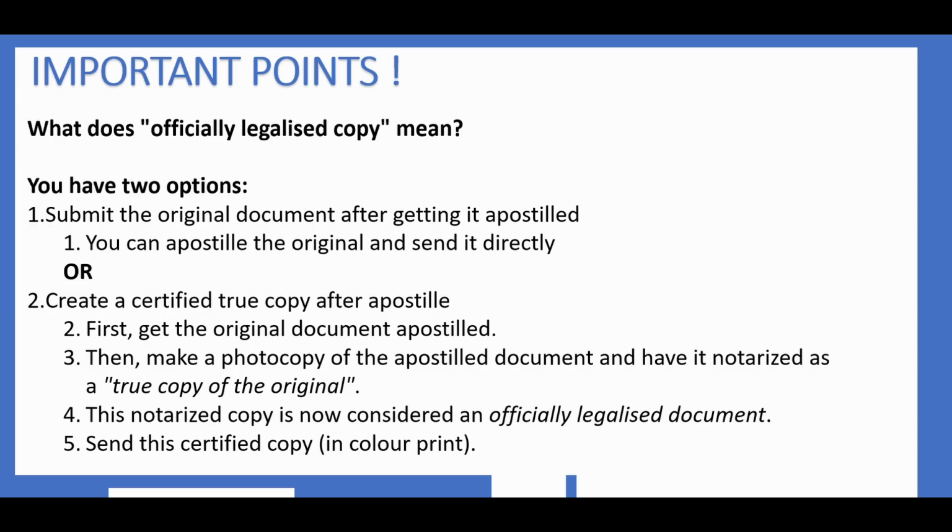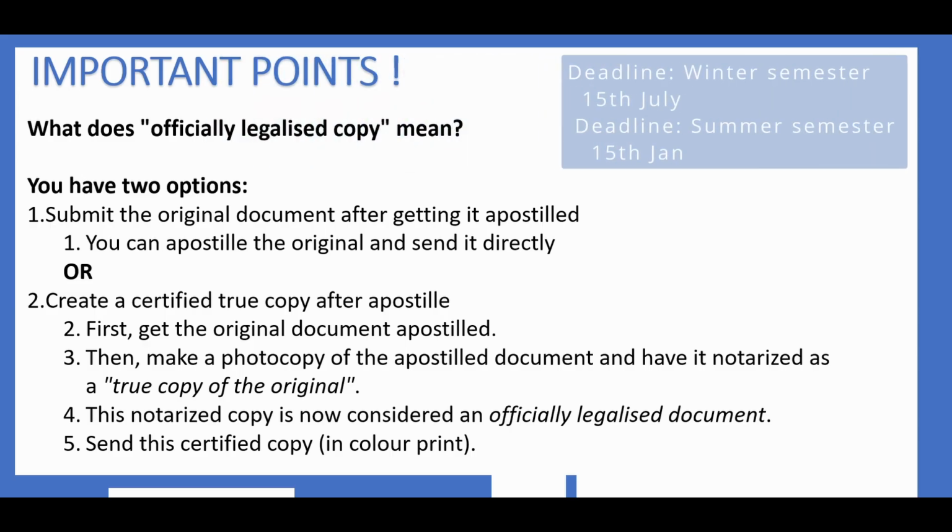So that's one option. The other option, which is the option that I'm going to go for, and which is what I went for as well, is get the original document apostilled, take a photocopy of the document, which also has the apostille stamp and seal, get that notarized. So now your copy is actually going to be the true copy of the original. That notarized copy now is an officially legalized document, and this is going to be the document that you send to the university. Again, this has to be all printed out in color print.